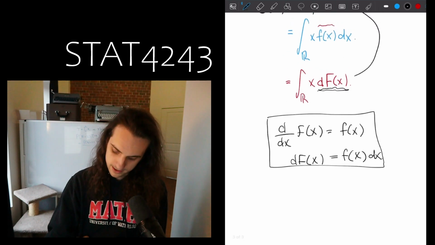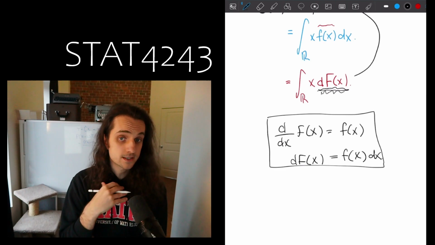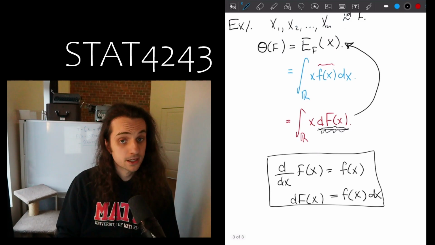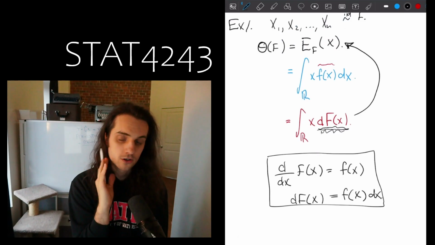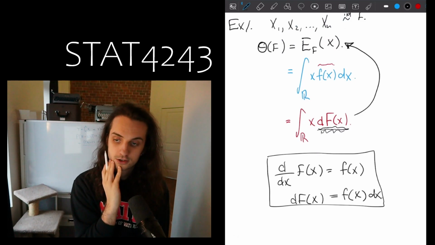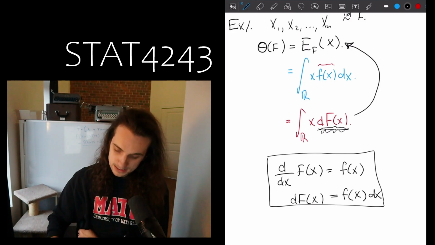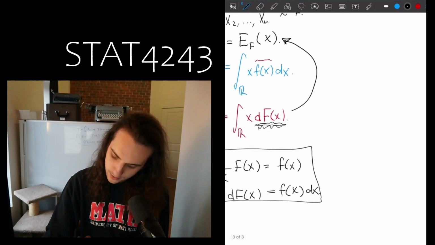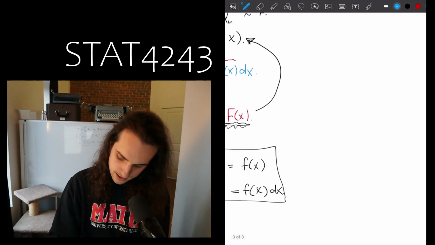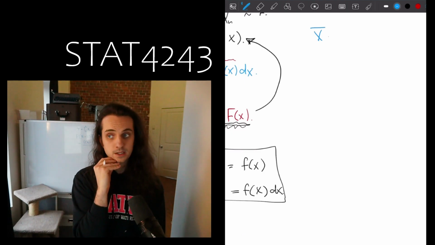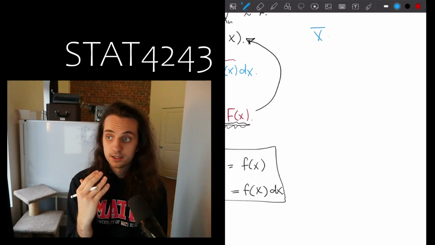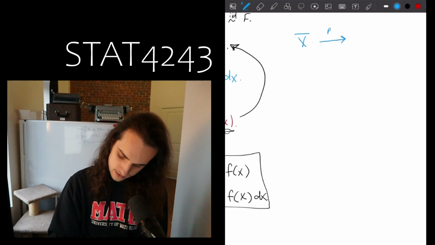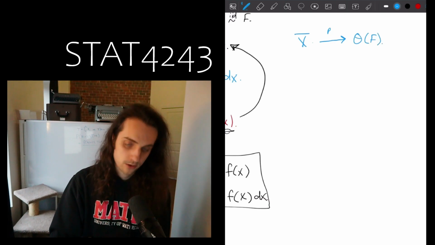The reason we like to write it in this format is because it makes explicit the function that we're actually integrating with respect to. And so theta becomes a functional of F, and we have F directly right there. Ultimately, this is just the expected value that we all know. One way that we might think to estimate this is using x bar, and it turns out that x bar is going to converge in probability to theta of F no matter what.